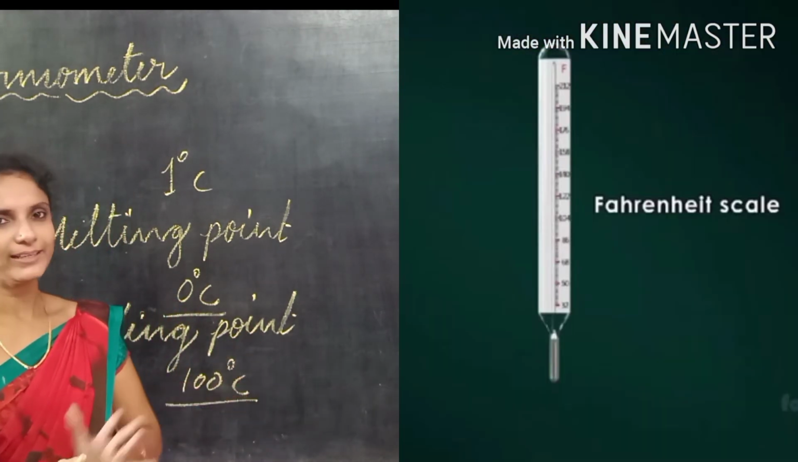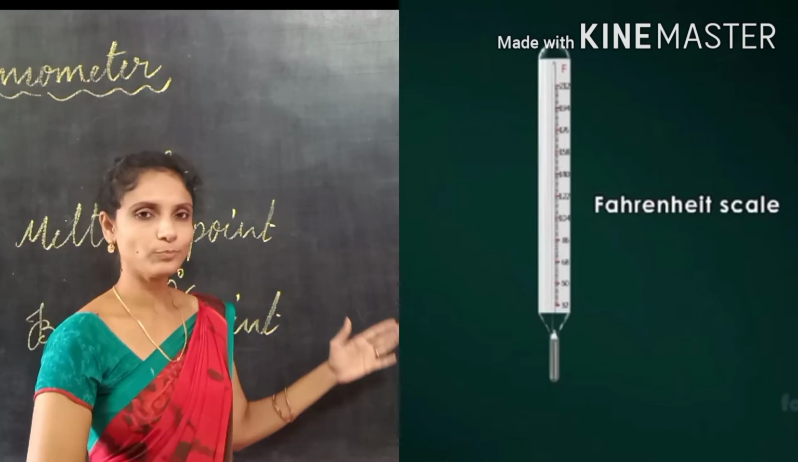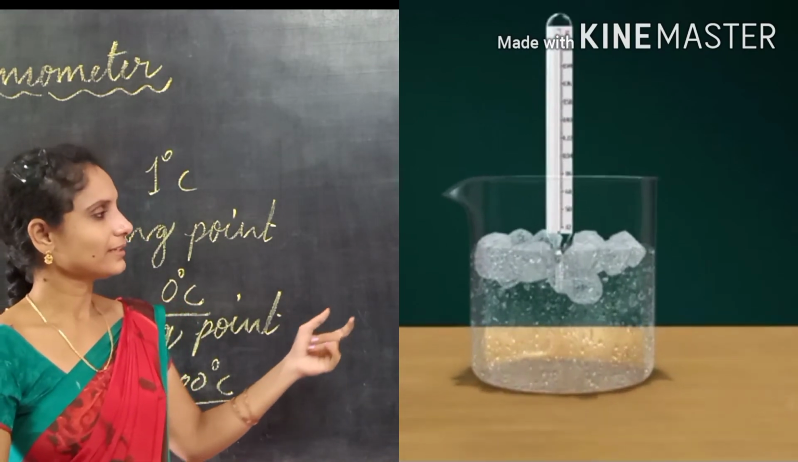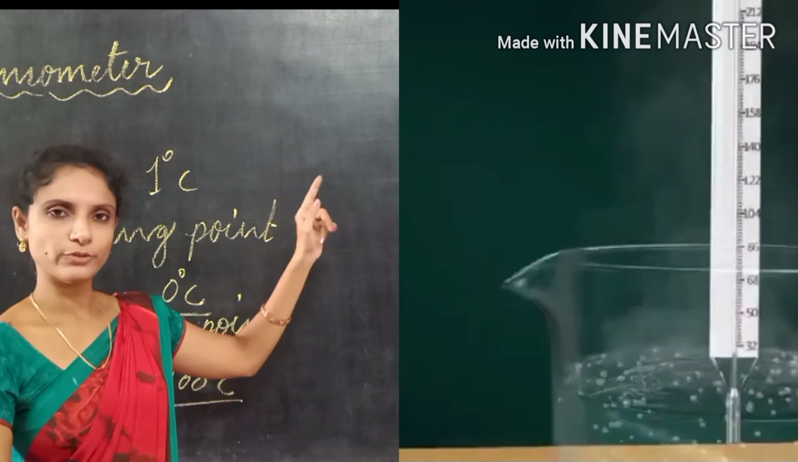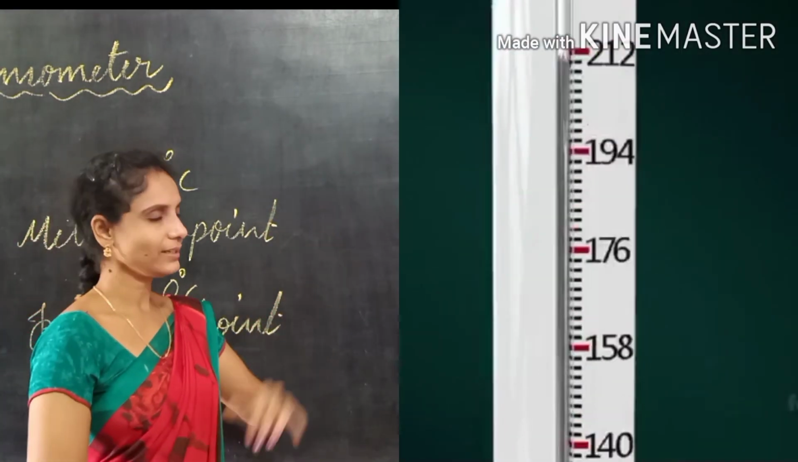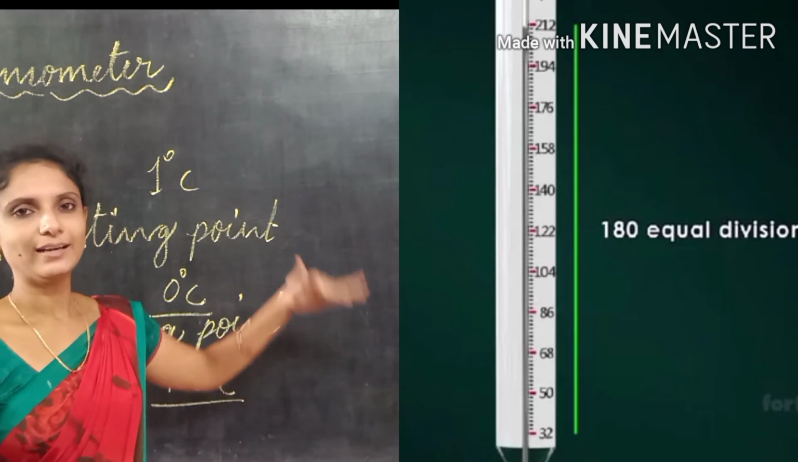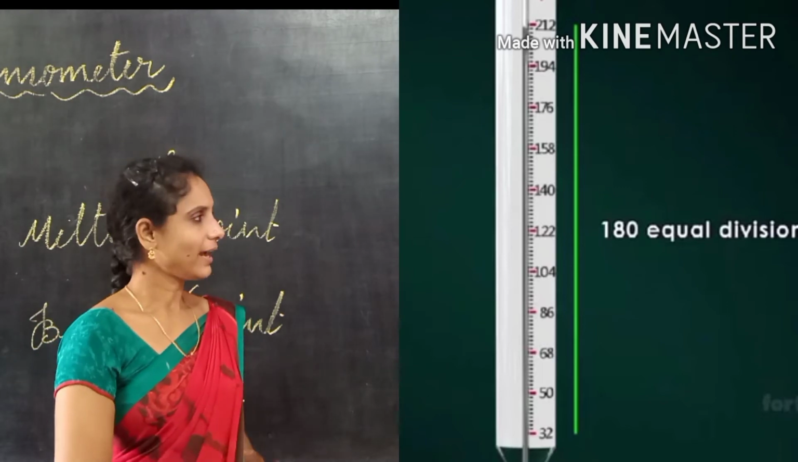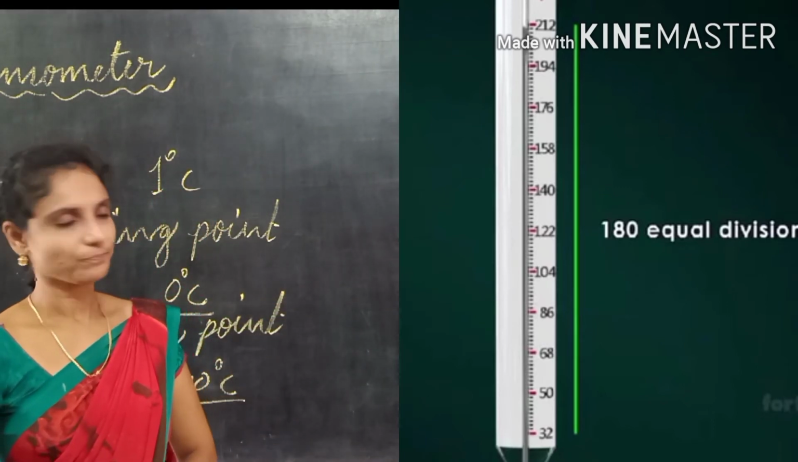If you take the Fahrenheit thermometer, the melting point of ice is 32 degrees Fahrenheit and the boiling point of water is 212 degrees. That means the Fahrenheit scale starts with 32 degrees and ends with 212 degrees, and the scale is divided into 180 equal parts.